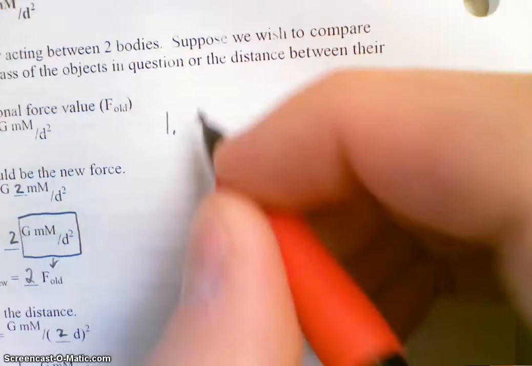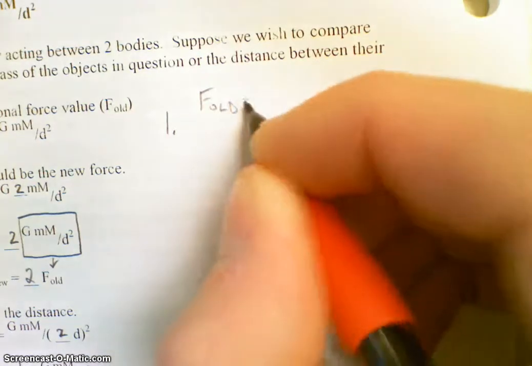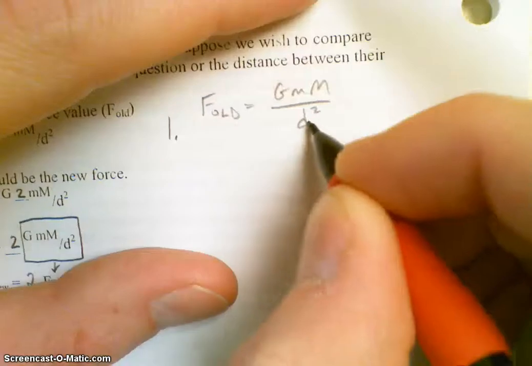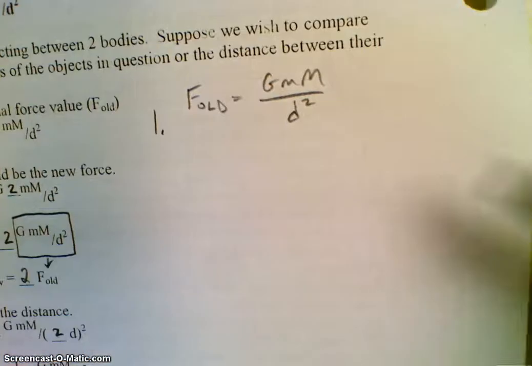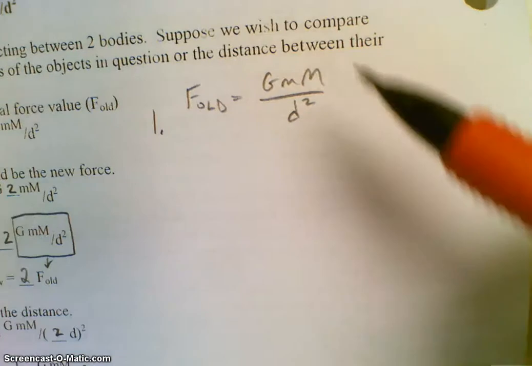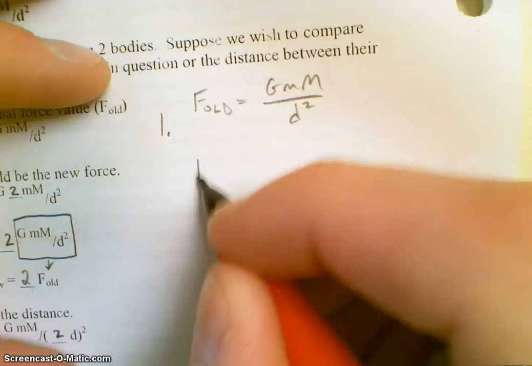Okay, so I'm going to show number 1 up here. So the first thing we need to do is establish what F old is. F old is G M M over D squared. And once you do that one time for the entire assignment, that's fine. That's all you have to do. One time.